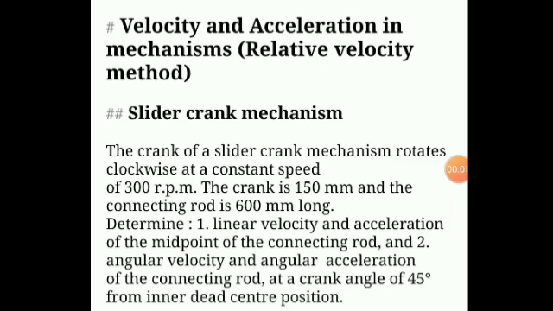We have already started with the second module, that is velocity and acceleration in mechanisms. So you already know that this method of finding velocity and acceleration in mechanisms can be done in two ways. One is the graphical method, and another one is the analytical method. This graphical method is also known as the relative velocity method. We have already started this method for the 4 bar chain, and we have completed two sums also.